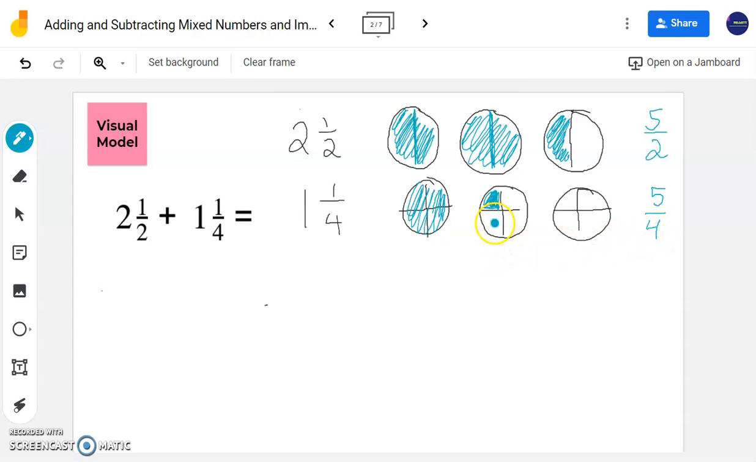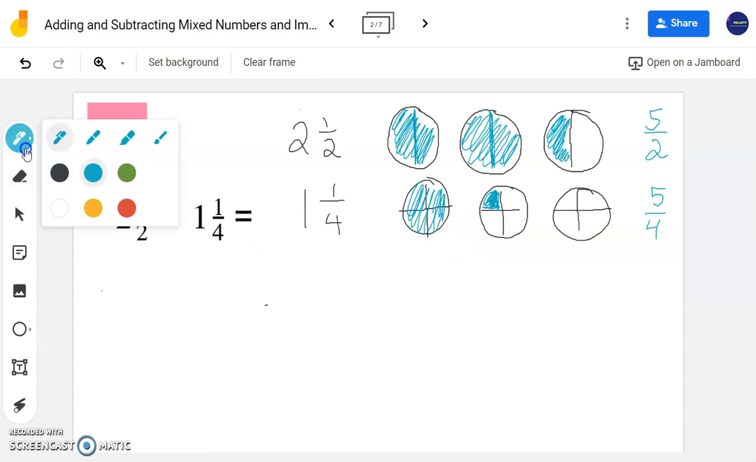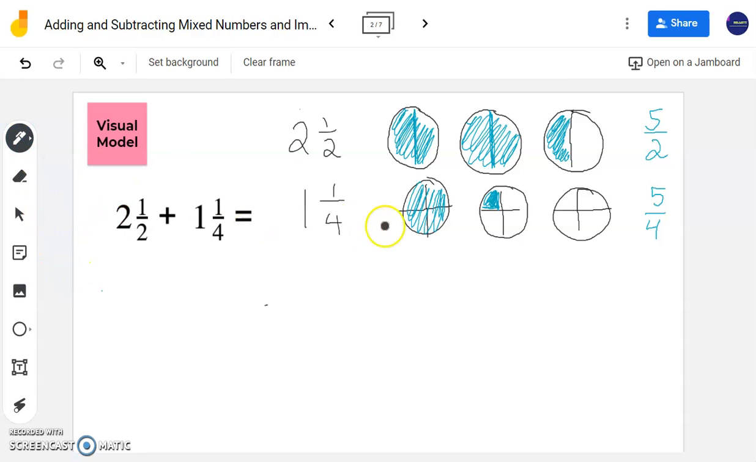Now my next step is to add everything together. So by looking at these models here, I notice that my top model, 2 1/2, has everything broken into 2 equal pieces, while my bottom part has everything broken into 4 equal pieces. Now, before I do any adding or subtracting, I need to make sure that everything is the same size. So what I'm going to do here is I notice that I have my halves here. If I draw a line going this way, now I'm actually breaking this exact same picture, not into 2 pieces, but now I'm creating 4 equal pieces.